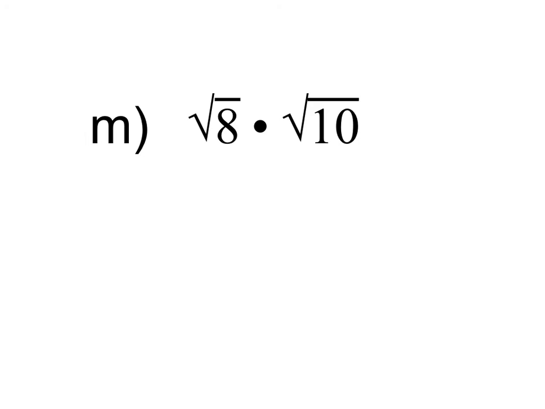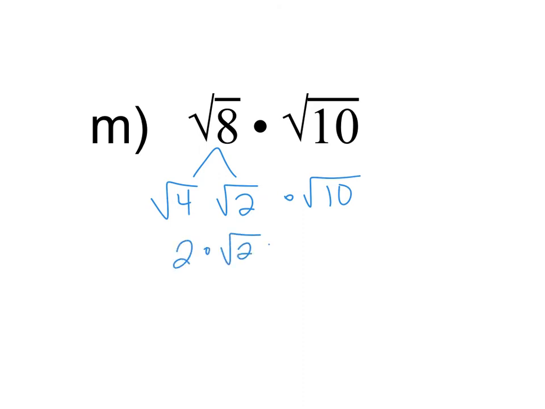Okay. Can you break apart the square root of 8 into any perfect squares? Yeah, you could do the square root of 4 and the square root of 2. Can you break apart 10? Well, 10's not divisible by 9. 10's not divisible by 4. So no, you can't. So it's just times square root of 10. You can't do anything with it. All right, so square root of 4 is 2. So now I have 2 times the square root of 2 times the square root of 10.